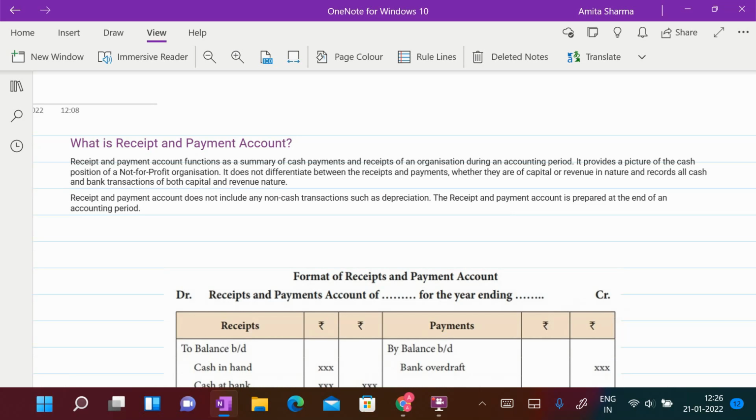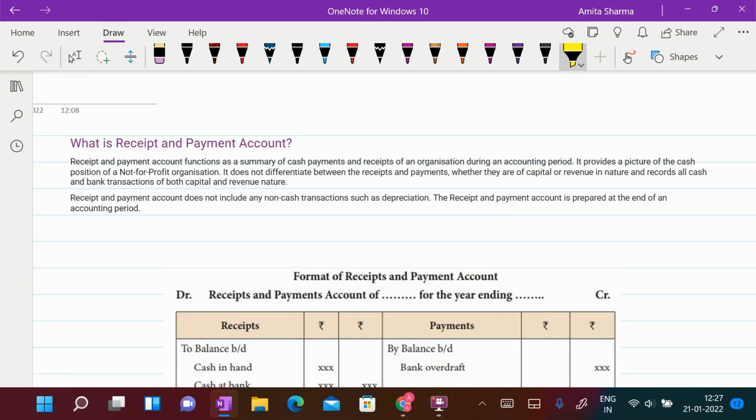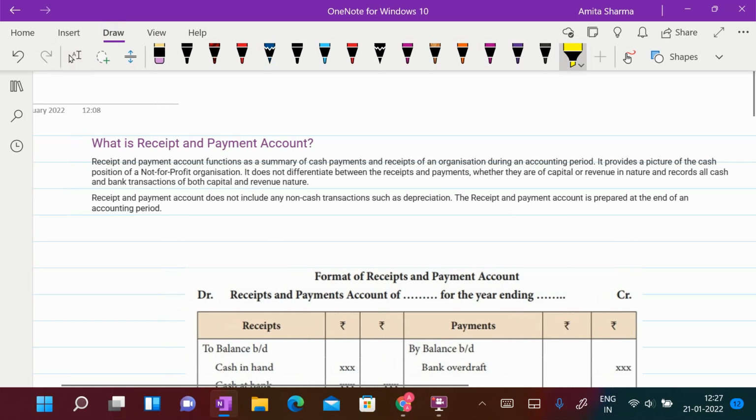So students, what is a receipts and payment account? Receipts means what we are receiving, payment means what we are paying. So a receipts and payment account is an account which contains the summary of cash receipts and cash payments of a not-for-profit organization or non-trading organization.